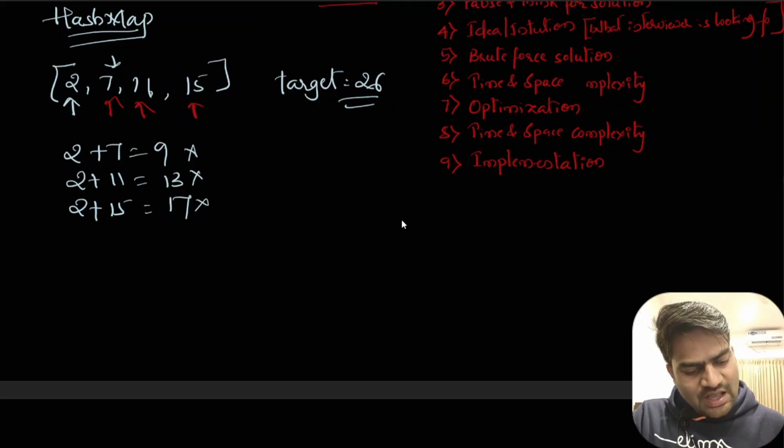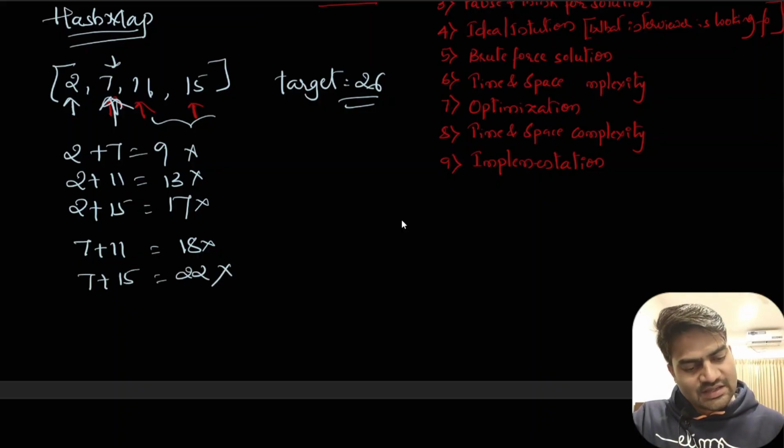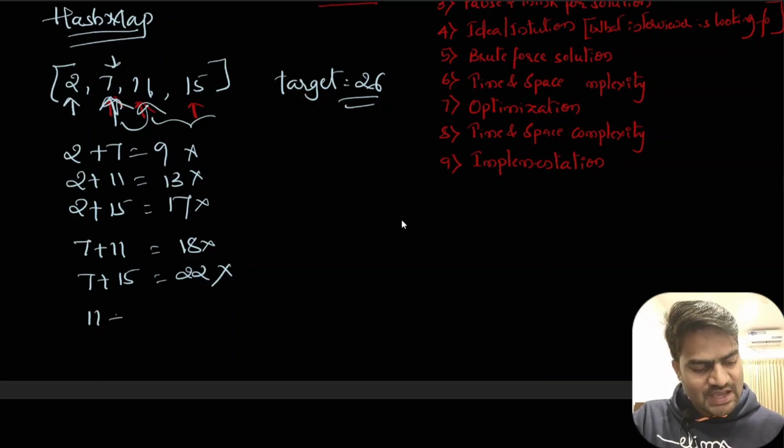Now I will move to the next number, that is 7, and iterate over the remaining numbers. So 7 plus 11 gives 18, again not equivalent to the target. Then 7 plus 15 is equal to 22, again not equal to the target. Now let us move to the next number. Let's start with 11. Now I will add 15 and I'll get 26.